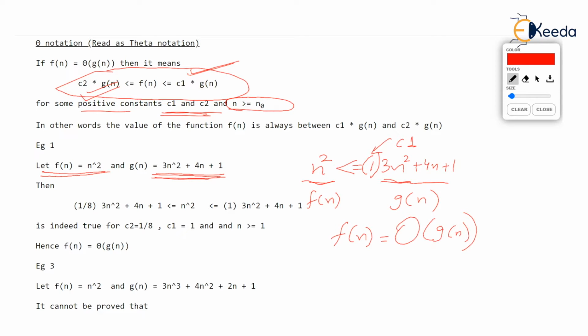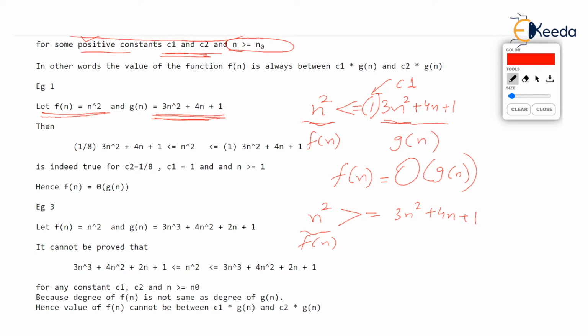But then it is asked, is the same function n square greater than or equal to 3n square plus 4n plus 1? Is this true? Is Fn greater than or equal to this Gn? Now, you know it's not directly possible, but we are allowed to multiply Gn with a constant. And you know from the previous video, we can take the constant as 1 by 8. And this is indeed true, isn't it? This is true. That means Fn is omega of Gn.